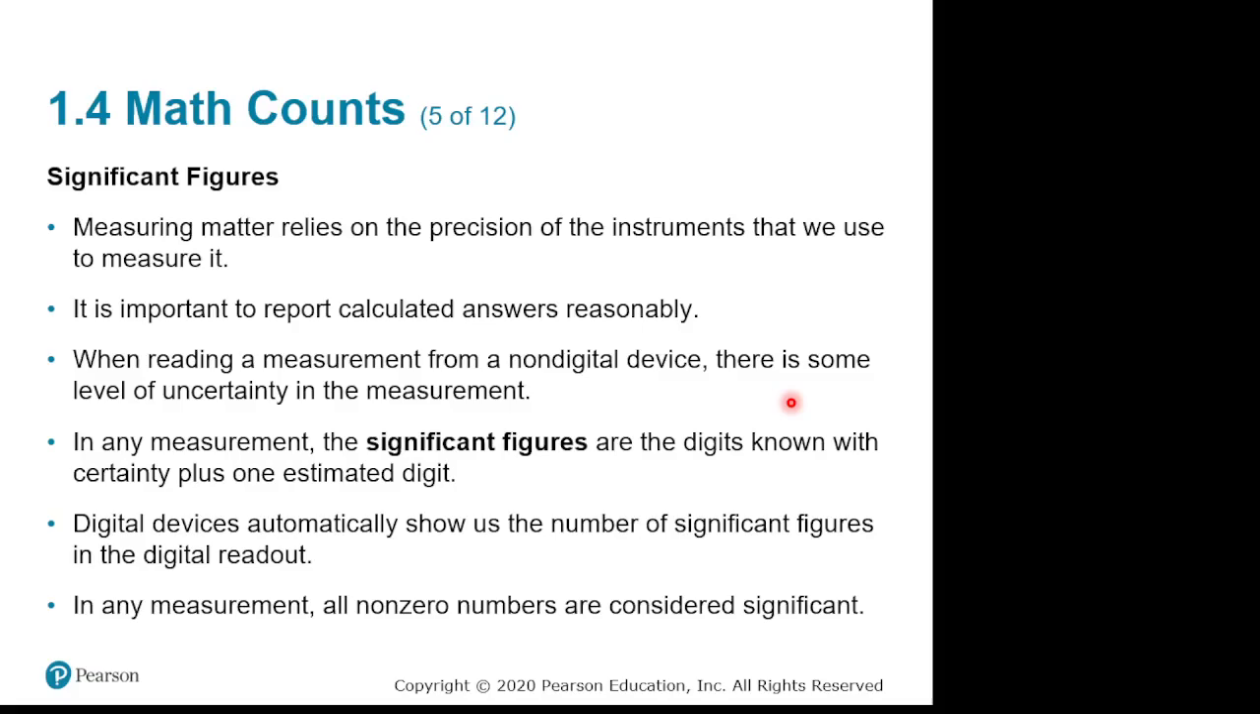You still want to report it. It's still data, and you have an idea. It's the lower quarter, so you're under a fourth, right? But you're uncertain about that digit. Okay, it could have some flex. Now, in any measurement, our significant figures are going to be the digits that we know with certainty plus one estimated digit. So you always want to give a measurement whenever you're giving these.